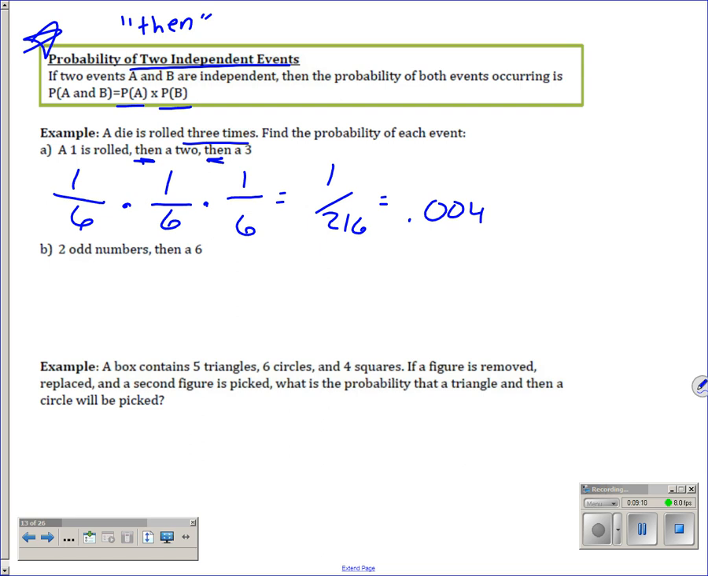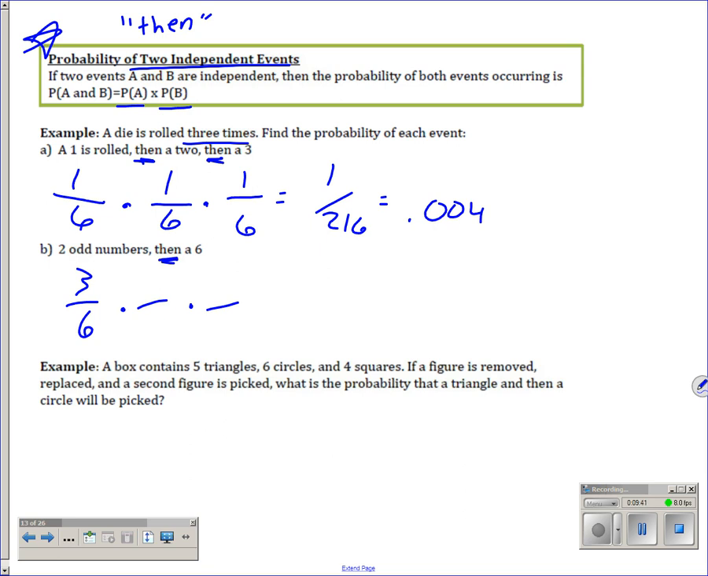For B here, when you see the word "then," it says 2 odd numbers, then a 6. That's saying an odd number, then an odd number, then a 6. So it's still "then" statements, still one after the other. It's the same wording. Just be careful, it is still 3 separate probabilities. What's the probability of rolling an odd number on a 6-sided die? 1/2, or I should say 3 out of 6. Just to show you that, your options are 1, 3, or 5.